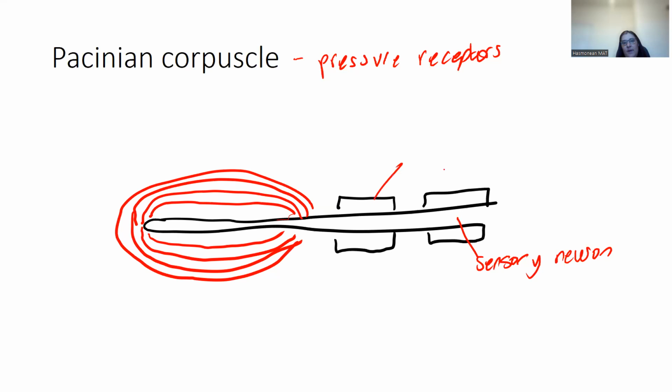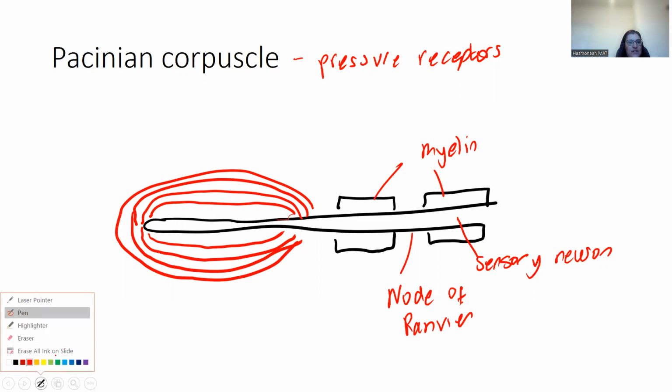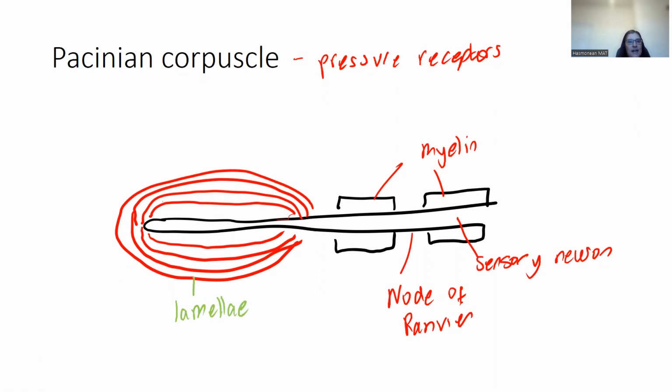Over here we have our myelin, made up of Schwann cells. And here we have our node of Ranvier. Our node is the only place at which depolarization can take place. And then right at the end, which is where we're interested in, we have these lamellae, which are folded around the end of our sensory neuron, the tip. And these have within them sodium ion channels, which are stretch mediated.